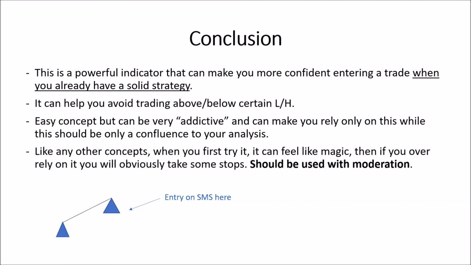I use the SMT divergence not as a main parameter, but as an entry confluence for my strategy. You see that every time I share with you an analysis or a trade that I took, there is all the scenario and the direction and all this, which is a lot more important than the entry with the three runs and whatever. So also it can help you avoid trading above or below certain lows or highs, like we saw with the buy side and sell side liquidity on EU.